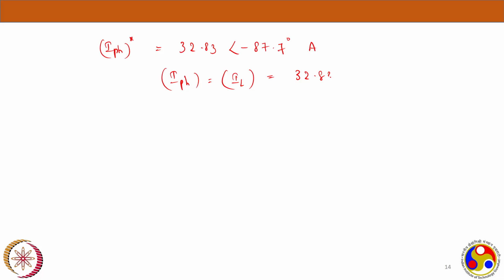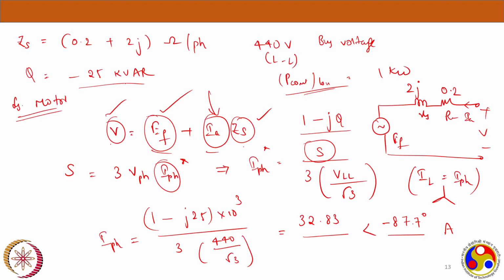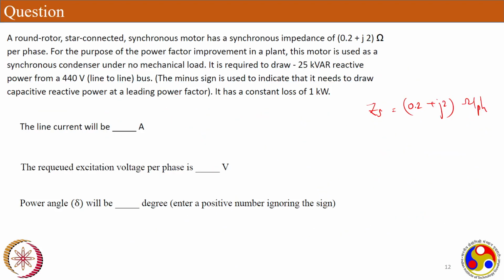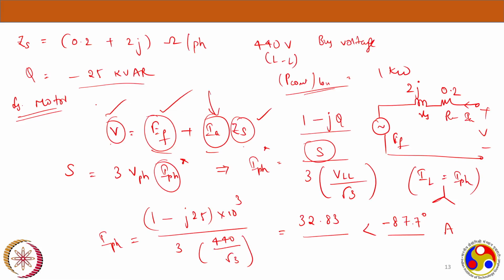Okay, and the first question is this one, I guess. The line current would be this much. And the second question is the required excitation voltage per phase. Now, excitation voltage, we already have the formula. EF is equal to V phase minus IA ZS, so this particular equation is for a motor.